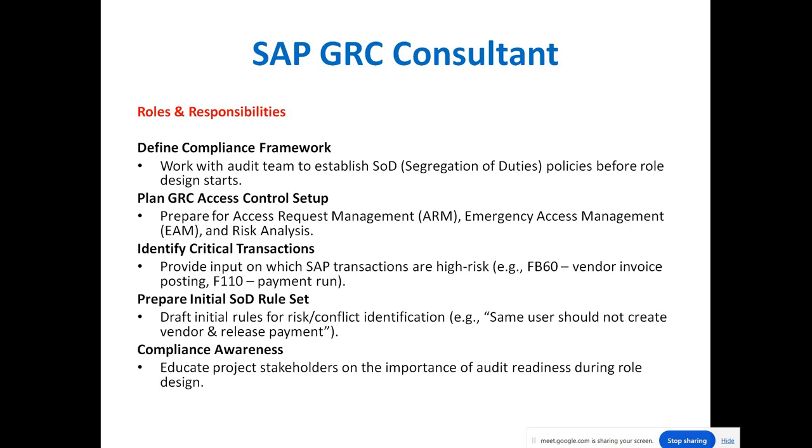So prepare for access request management. There are multiple components: ARM, BRM, EIM. We are going to set this up. Identify critical transactions, meaning transactions that, if misused, negatively impact the business. Provide input on which SAP transactions are high risk, for example FB60 vendor invoice posting and F110 payment run. These are very critical T-codes that we should give very carefully to the right person.